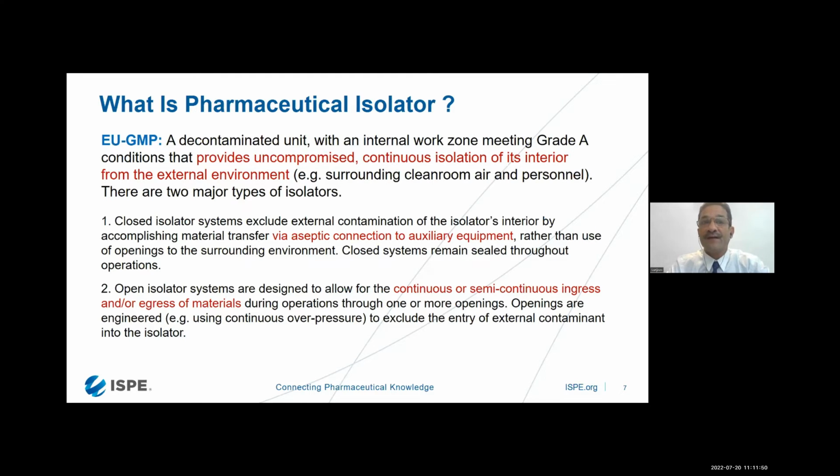There are other types of isolators which are called open isolators, which are designed to allow the continuous or semi-continuous ingress and egress of material. So there is material coming inside the isolator chamber, and there is also material going out into another chamber. It's like a continuous processing isolator, which you normally see for a vial filling line, an integrated vial filling line with an isolator.